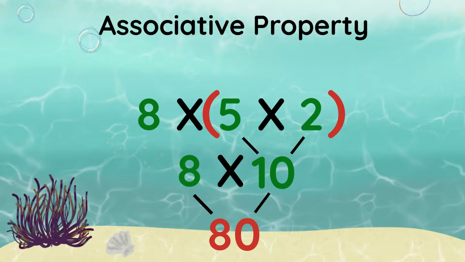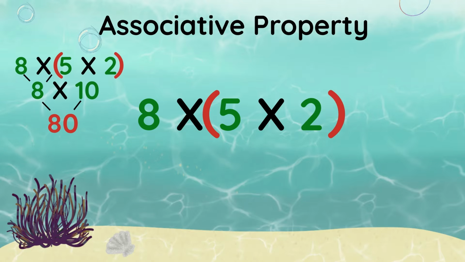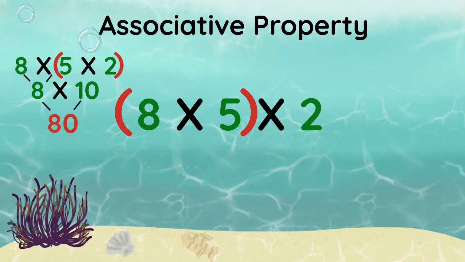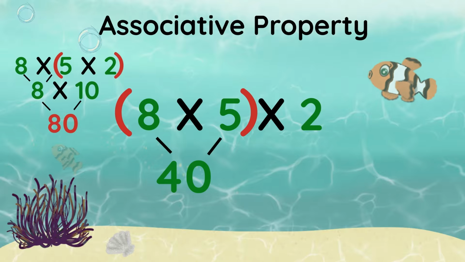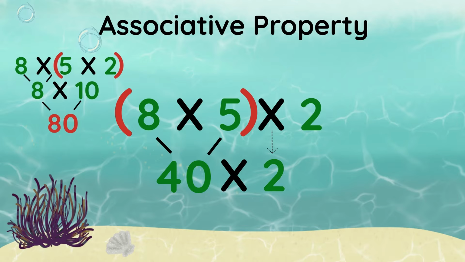According to the associative property of multiplication, we could have started with 8 times 5. Let's try it. 8 times 5 equals 40. Next, I will multiply 40 and 2. 40 multiplied by 2 equals 80. No matter the order, we get 80 because the associative property says, say it with me, order doesn't matter.